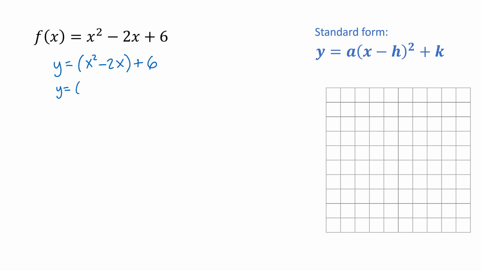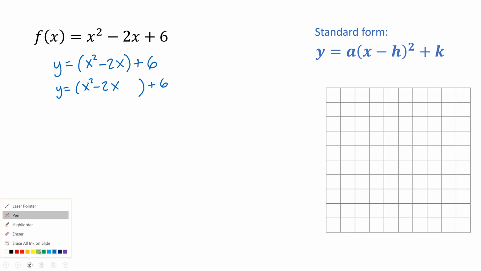Y equals x squared minus 2x. I leave space for my third term, plus 6. To get our third term, we take half of the second term, which is 1, then square that answer, and it's still number 1 in this case. So I add 1. Since the parenthesis is not being multiplied times anything, I just added number 1, so that's what I'm going to subtract. Subtract 1.